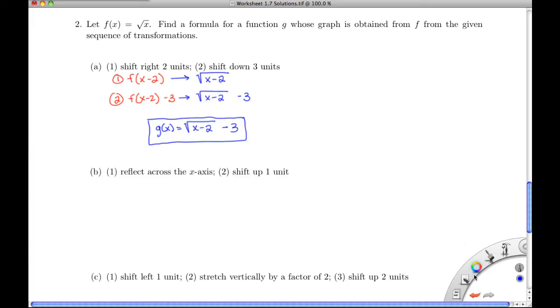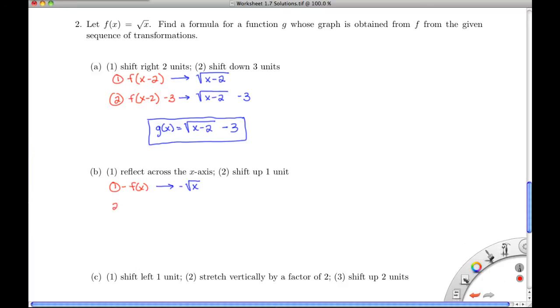Okay, so for part B, let's do the same type of thing. First, we'll identify each of these transformations. So reflecting across the x-axis means that we're going to take our function f of x and make it negative, change the sign. So in this case, with the square root function, we're going to take the square root of x and put a negative out in front. If there's anything else going on in here, we'd need to put it in parentheses and put the negative on the outside, but it's pretty simple right now, so we can just stick with that.